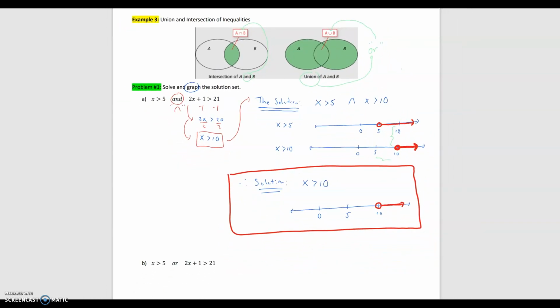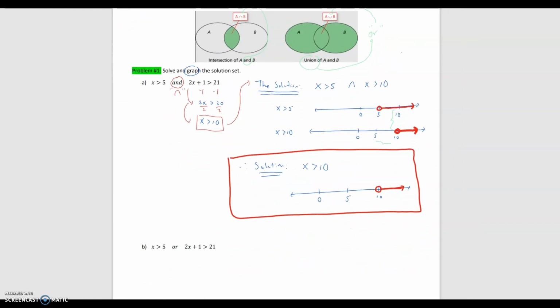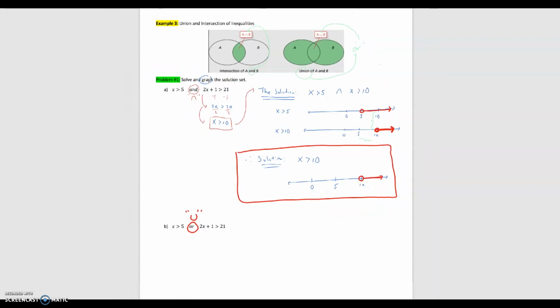That's it for A. Now, notice that A and B are technically the same statement, except that this one is an or, the union. Now, your union is going to basically be the following. We're putting both of these as one and no repeats. The values are repeating in the intersection.